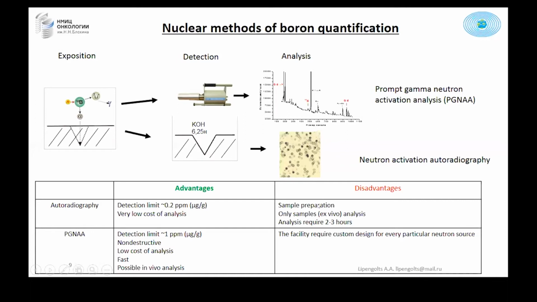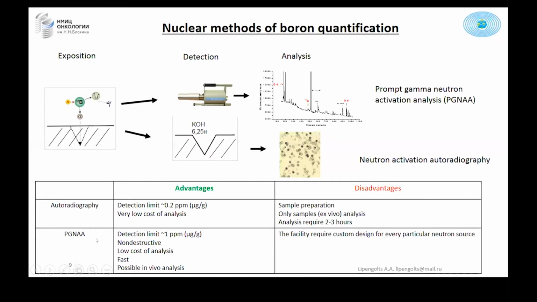However, this method can be applied only for samples. It cannot be applied for a living organism, and it requires some time because etching is a time-demanding process, from 2 to 3 hours, and it cannot be used as a fast method for quick boron assessment.